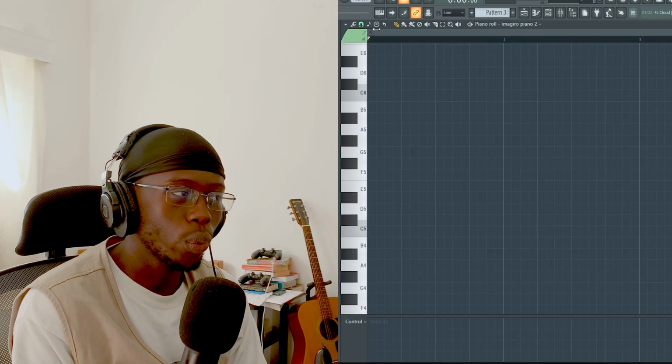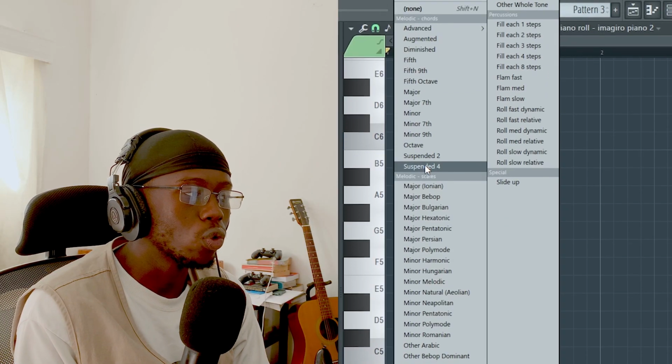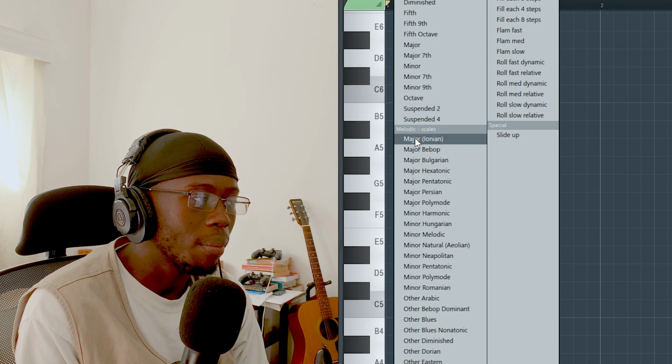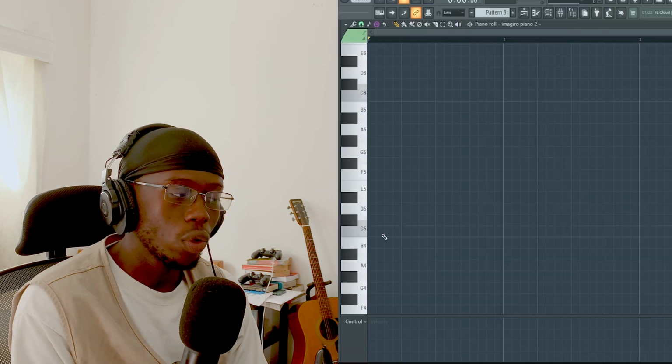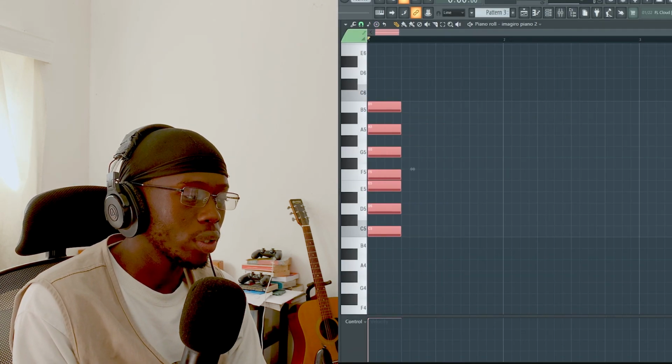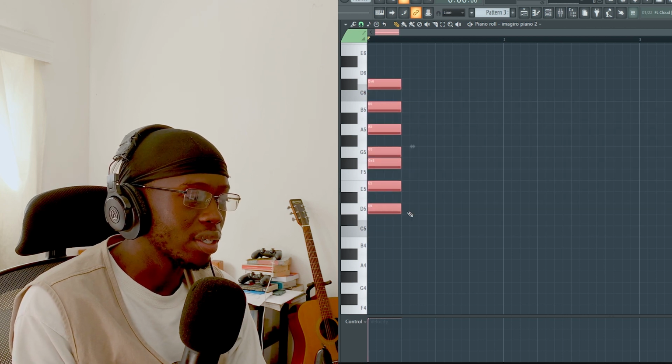If you're on FL, you want to go to the stamp feature, and then go to melodic right there, and then you have major, the one that has Ionian. You want to place it on any starting point that you want. So this is a C major scale. This is a D major scale now.